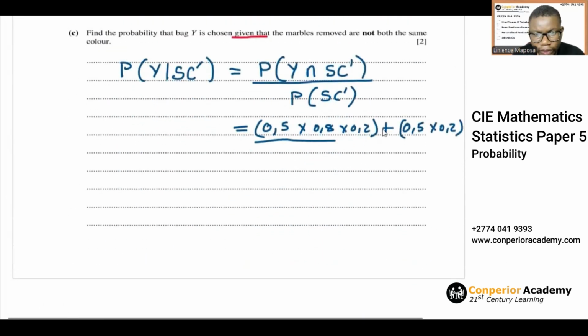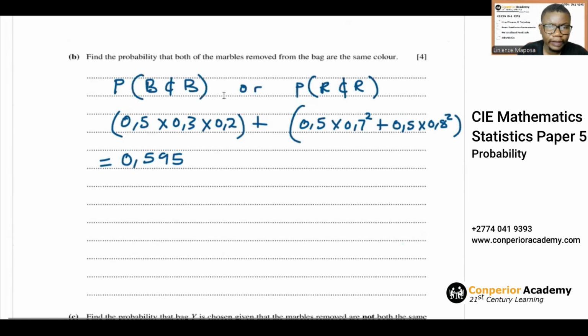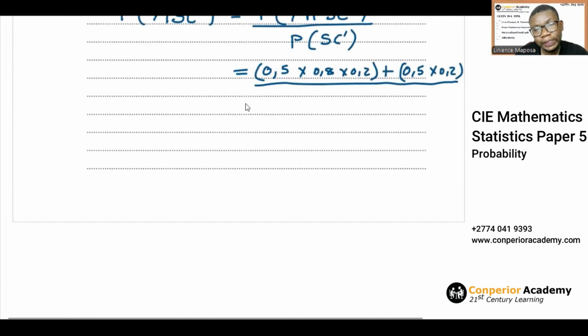Then I want the probability of not picking the same color. I have already calculated the probability of picking the same color. It's 0.595. So if I want the probability of not picking the same color, I can just say 1 minus this probability. This will give me 0.405. I'm using complementarity here: I know already the probability of picking the same color, so the probability of not picking the same color is 1 minus the previous calculation we did up there.